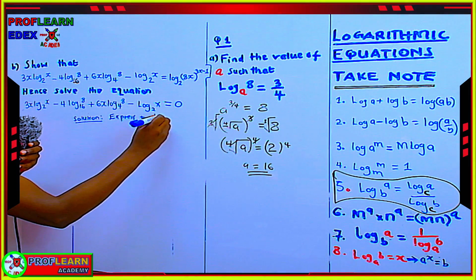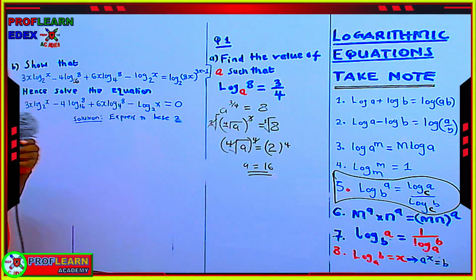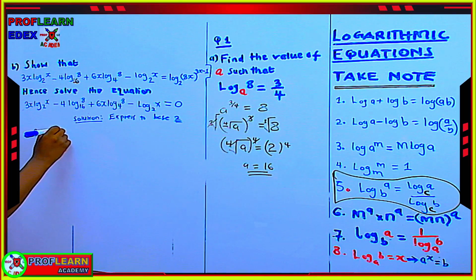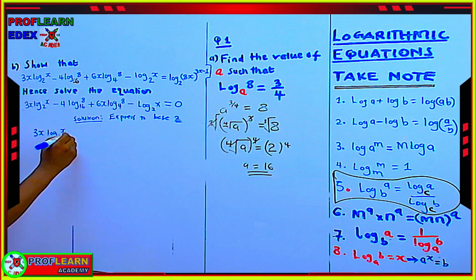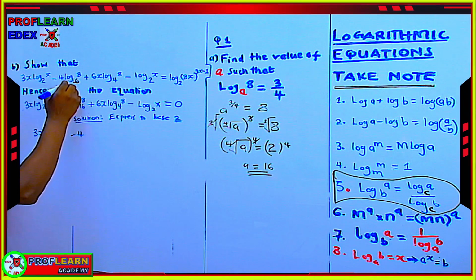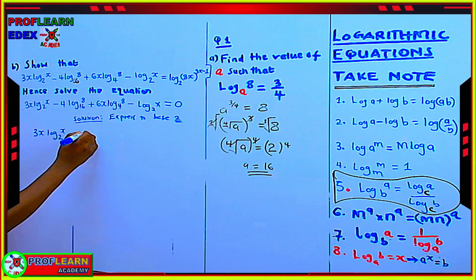Now, in order to work out this, we are going to express everything to base 2. That is the basis. The first term here is going to be 3x log x base 2, which is in the right base, minus 4 log 8 base 16. So we are going to express that to base 2.